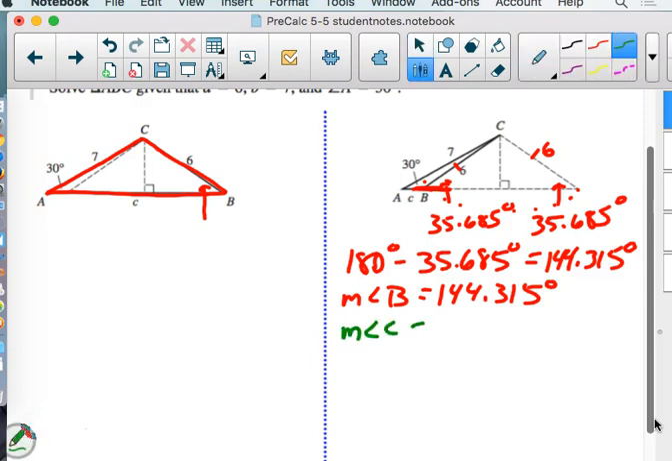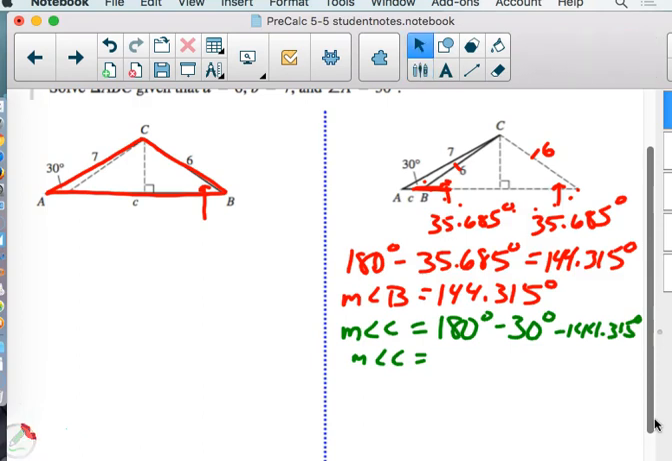So now we have this set up with the measure of angle B, and we just need the measure of angle C. Every triangle has 180 degrees. We're going to subtract the 30 degrees that they already gave us, and then we're going to subtract our 144.315 degrees, which is still stored in my calculator up there. Technically, I didn't store it in for a variable, but it's still in the memory of the calculator. So I take 180 minus 30, which is 150, and I subtract the answer that I just had. So 5.685.